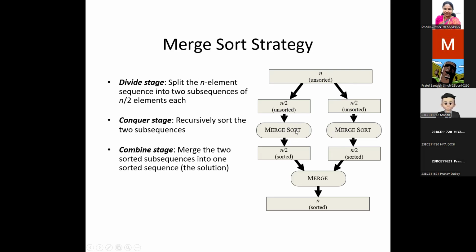Once we get the solution for the sorted elements, we will get two sorted lists. Now we will have a sorted list of n by 2 and another sorted list of n by 2. Merge both sorted lists and we will get the sorted list of n numbers. All the numbers are sorted. Divide: split the n element sequence into two subsequences of n by 2 each. Conquer: recursively sort the two subsequences. Combine: merge the two sorted subsequences to get the final solution.